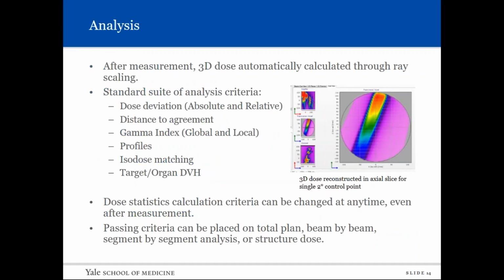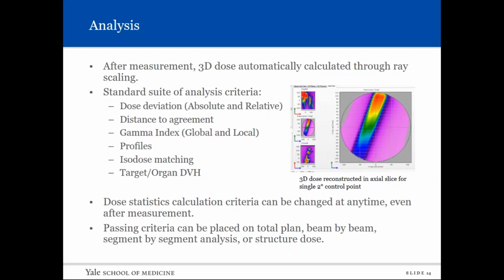Immediately after the measurement, 3D dose throughout the phantom is automatically calculated through ray scaling, and dose statistics are also calculated. A fairly standard set of analysis criteria are calculated, such as dose deviation, distance to agreement, gamma indices, and DVHs. Visual inspections of profiles and isodose matching can also be done. I should note that the overall passing criteria is set by the user and can be changed at any time, and it can also be applied to the total plan or individual beams or even angular segments.